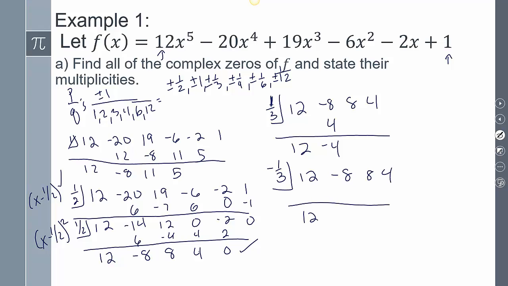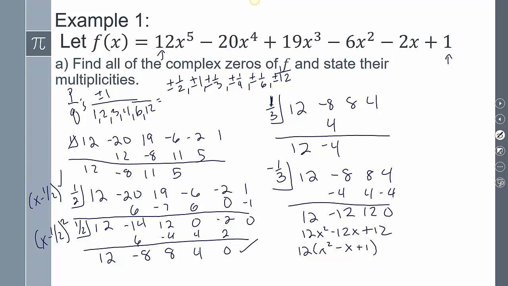Bring out a 12, multiply. Gives me negative 4, which is negative 12, multiply. That's going to give me positive 4, so that's 12, multiply. So that works. And so now I'm going to be left with 12x squared minus 12x plus 12. Now there's a 12 in common there, so I can factor out a 12.